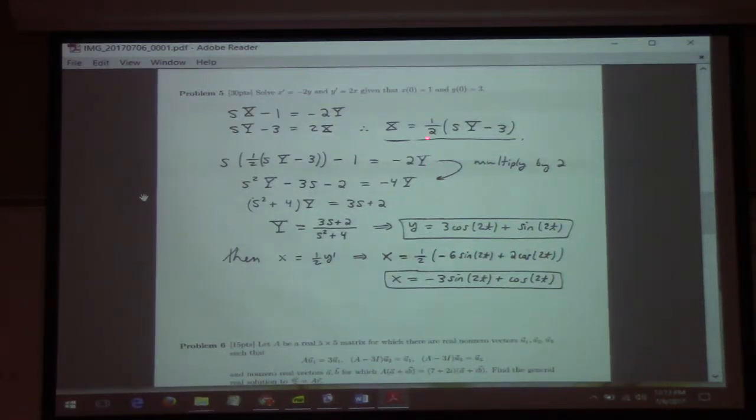Let's put in time 0. Time 0, I'm supposed to have x of 0 is 1. Sine of 0 is 0. Cosine of 0 is 1. X equals 1. Woohoo! Y of 0, is it 3? Yep. So, yeah, odds are not in your favor.